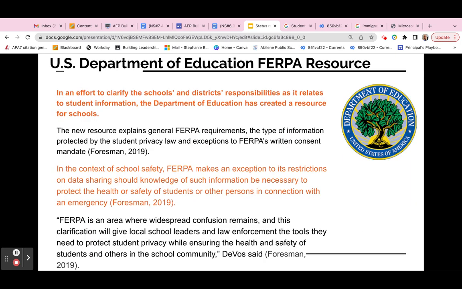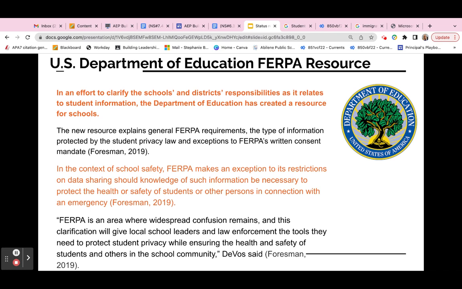So this is a U.S. Department of Education FERPA resource that was created just to give schools more clarification in understanding FERPA and the rights of students and families in an effort to clarify the school and district's responsibilities as it relates to student information. The new resource explains the general FERPA requirements, the type of information protected by the student privacy law, and exceptions to FERPA's written consent mandate. And that comes from enforcement in 2019.